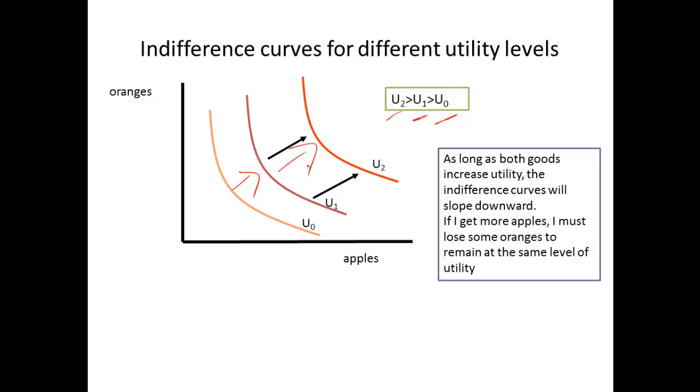Another point that's important to make, and it's implicit in what we've said before, is that as long as both goods increase utility, which was our more-is-better assumption a couple of slides back, that means the indifference curves have to slope downward. And of course, that's very intuitive. If I like apples and oranges, then if I were to get more apples, in order to stay as happy as I was before, I'd have to give up some oranges to remain at that same level of utility. So indifference curves need to slope downward.